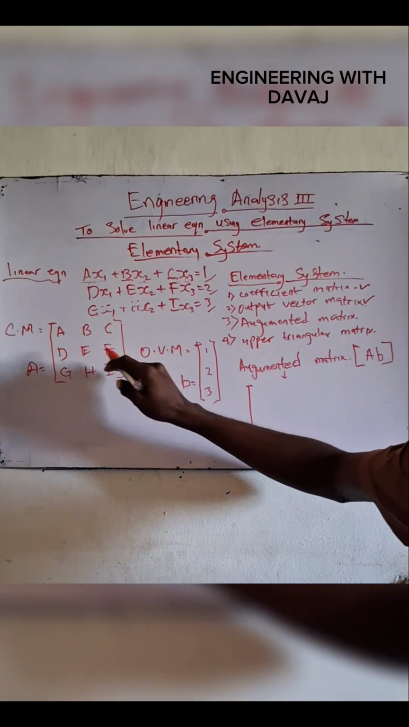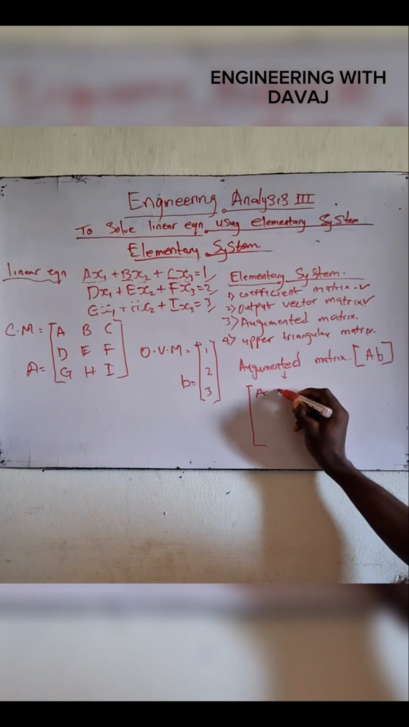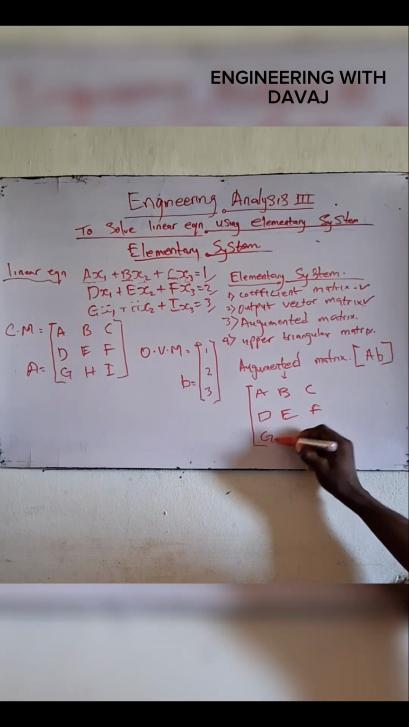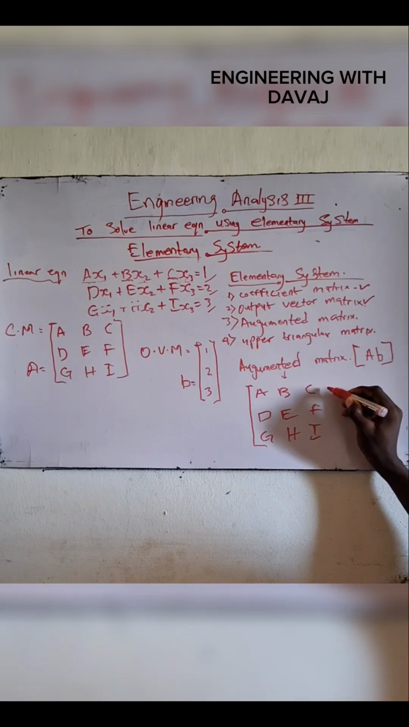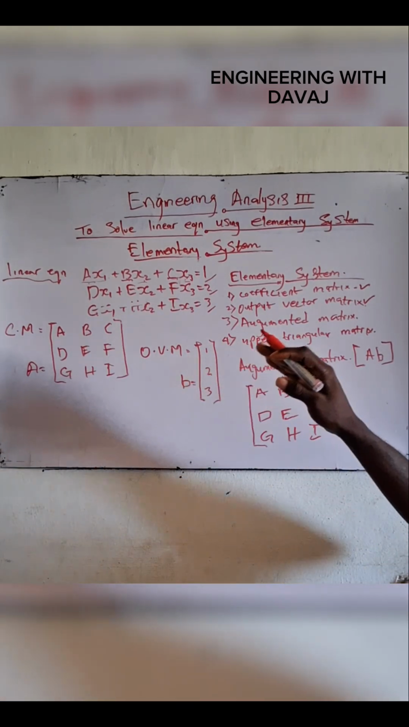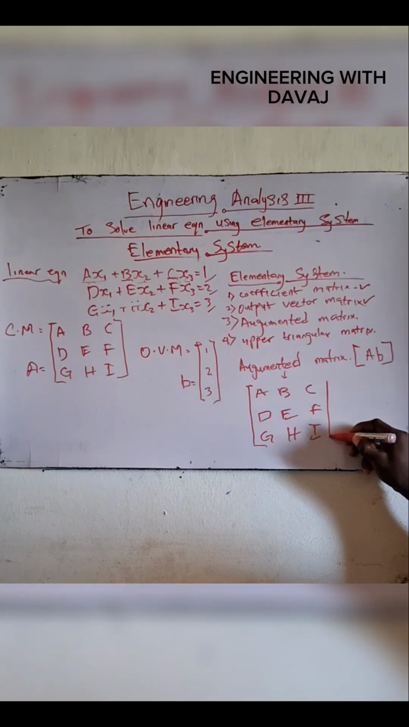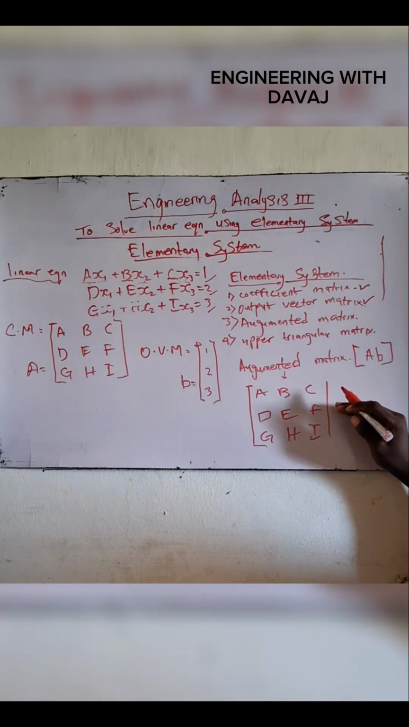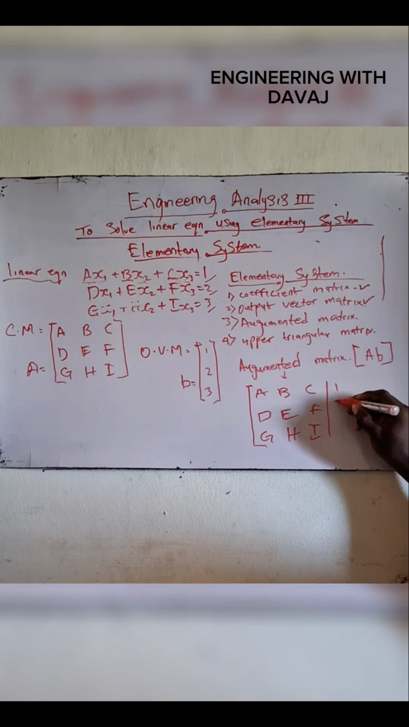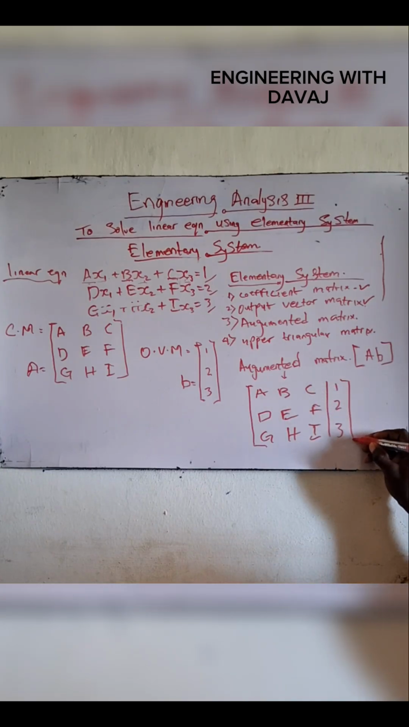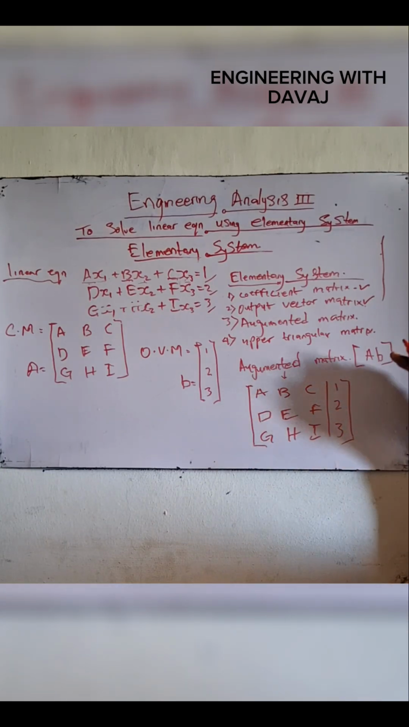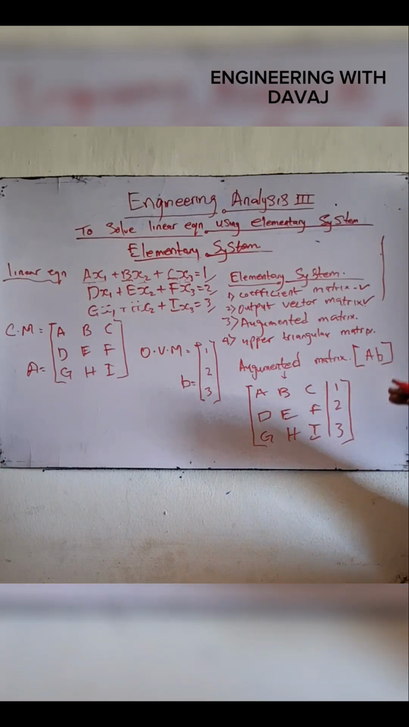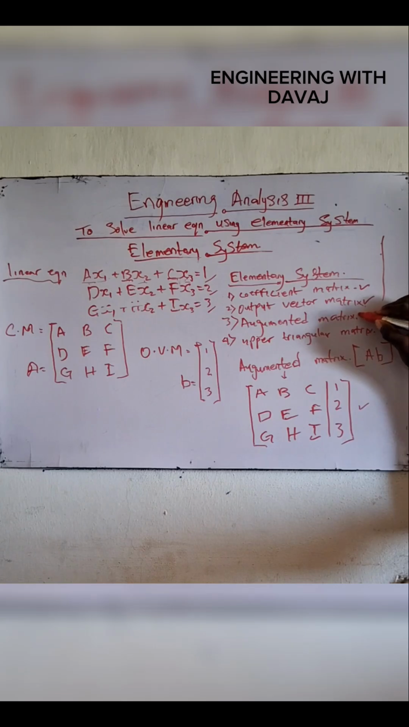So my augmented matrix is going to be A, B, C, D, E, F, G, H, I. And to partition the coefficient matrix from the output vector matrix, I'm going to use a slash, or you can use a vertical line. So what are my output vector matrix? I have 1, 2, and 3. The combination of the output vector matrix and the coefficient matrix is the augmented matrix. So we are done with the third step.